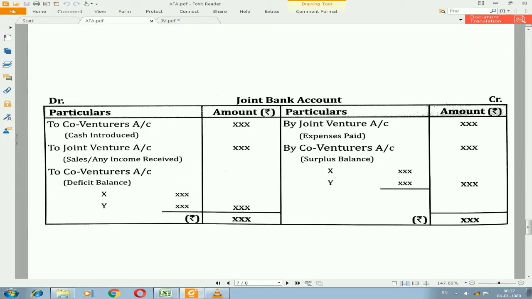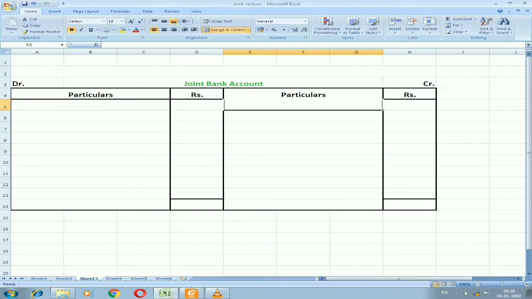So you can see the format here. In this, we are not going to enter any new entries. There will be no new entries which we are supposed to record here. Only whatever entries we have already recorded in the two accounts, the first account joint venture and the second account co-venturer's account. If we have any entries related to the joint bank account, then we can easily transfer them to the joint bank account. In a simple way, just as I transferred from joint venture to co-venturer, in the same manner we need to transfer from both accounts to this account. Finally, the balance on both the debit side and credit side will be equal.